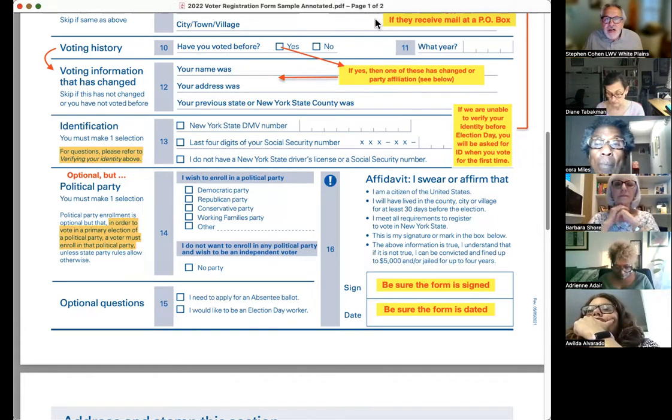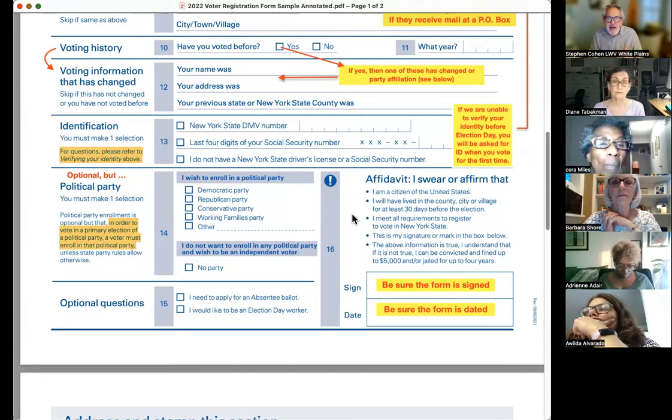All right, so that's item 10 and 11 and 12. Any questions about that before I move on? Okay.